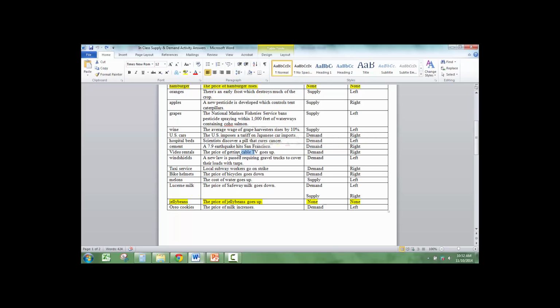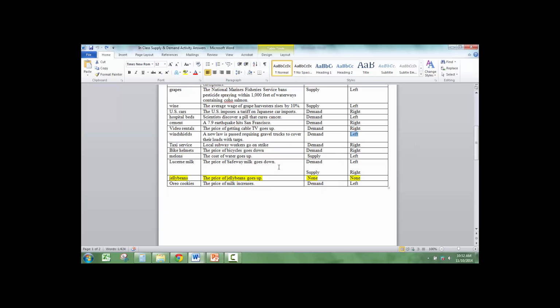Assuming that TV, cable, and video rentals are substitutes, if the price of cable goes up, then demand for rentals will shift right. A new law is passed requiring gravel trucks to cover their loads with a tarp. This means fewer rocks on the road, therefore demand for windshields will decrease. A taxi service. We're in the taxi service business, right, in the marketplace, and local subway workers go on strike. So if you believe that taxis and subways are substitutes, then demand shifts right for the taxi service.